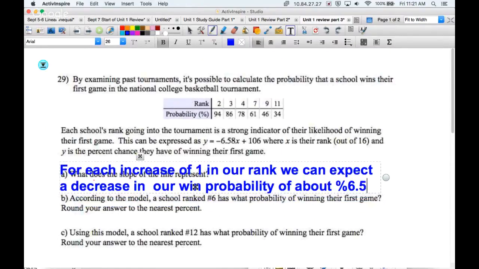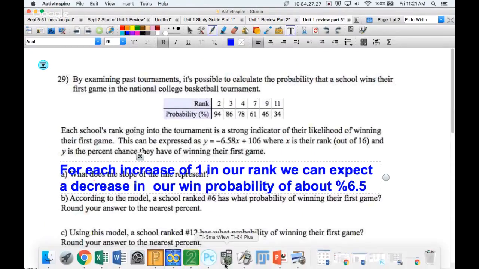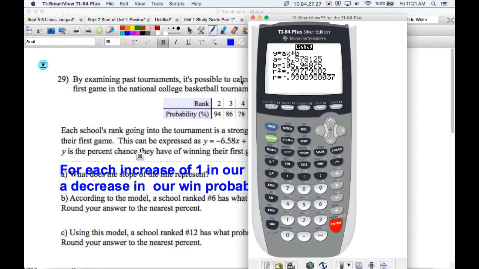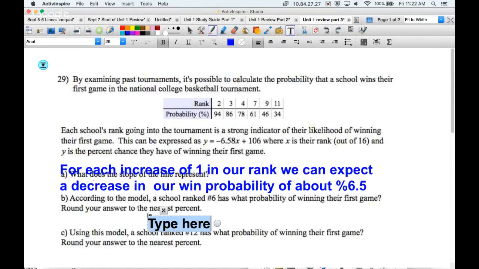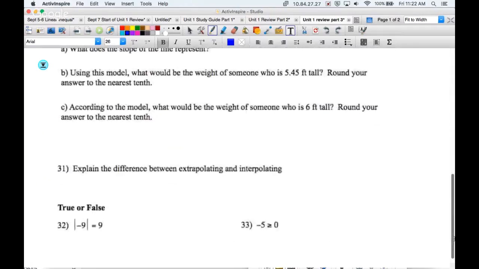All right, how do we answer this next one? The school has a rank of 6. What's the probability of winning the first game? So I did store my equation in the calculator, so now I can use the calculator. If you didn't do that, you could just plug in 6 for x, but I'm going to go to second window table set, have it start at 6, and look at my table. And there I can see my win probability of 66.5%. All right, there's our regression.